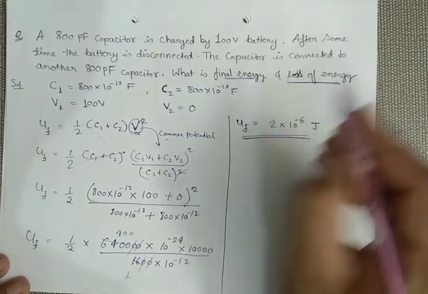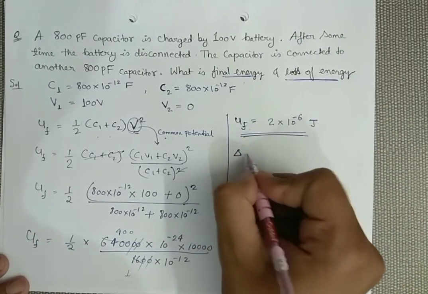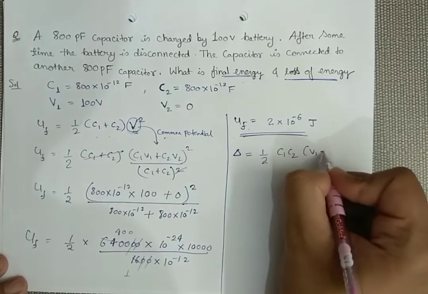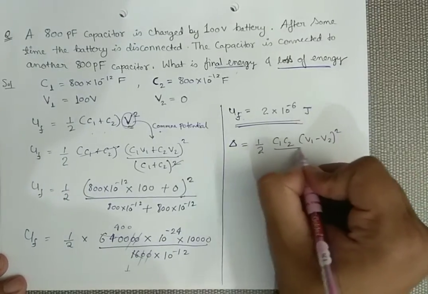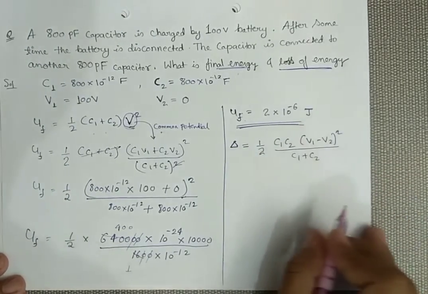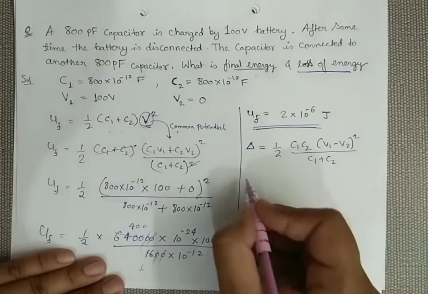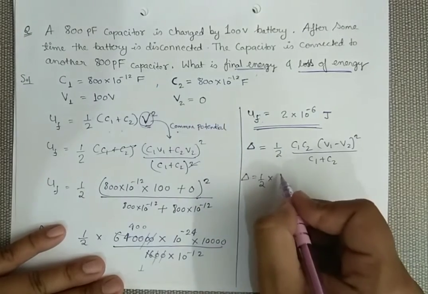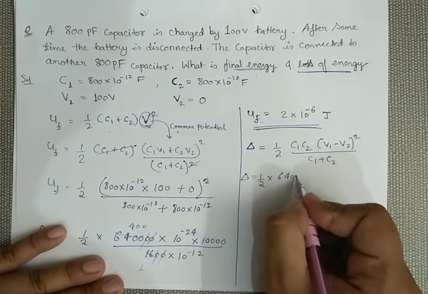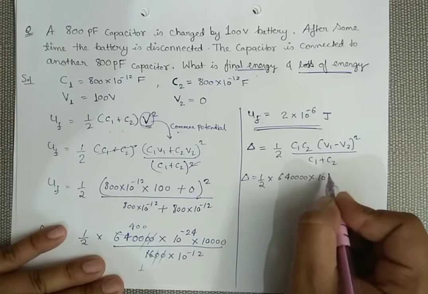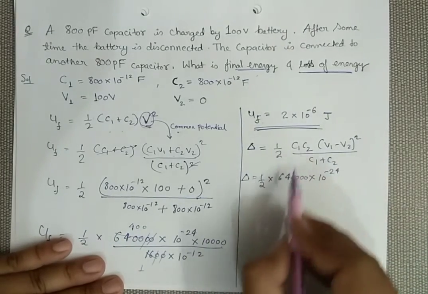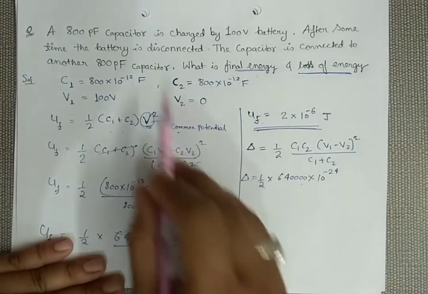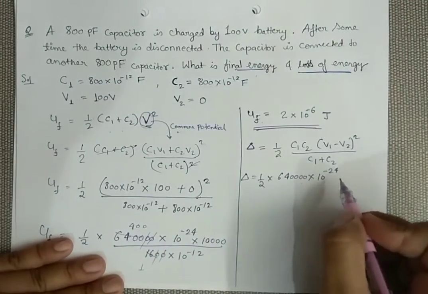Now they are talking about loss of energy. Just remember, we have just discussed delta. The formula for loss of energy is half C1 C2 (V1 minus V2) squared, whole upon C1 plus C2. So let me substitute the values. Half C1 C2, that is 800 into 800, so 8 into 8 is 64, so you get 640000, and pico is there, so 10 to the power minus 24. I have just calculated it.